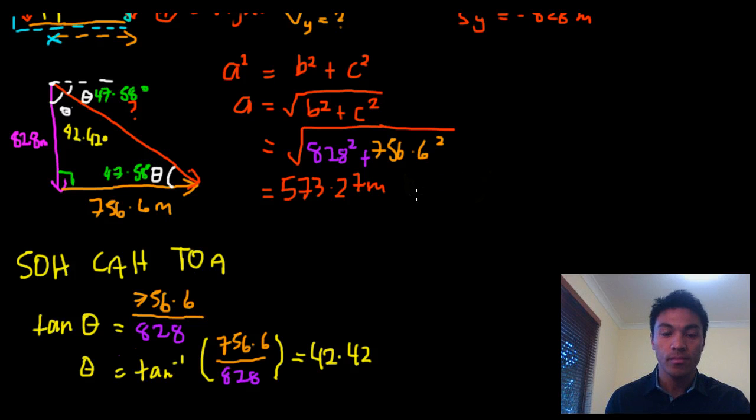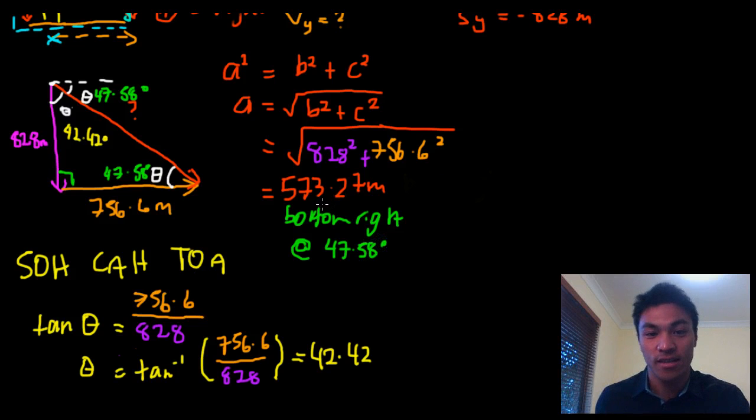So it'll be 573.27 meters to the bottom right at 47.58 degrees to the horizontal. So that's the answer, and in the next video I'm going to help you figure out the final velocity at which it actually reaches. So hopefully that was helpful, and we'll see you for the next video.